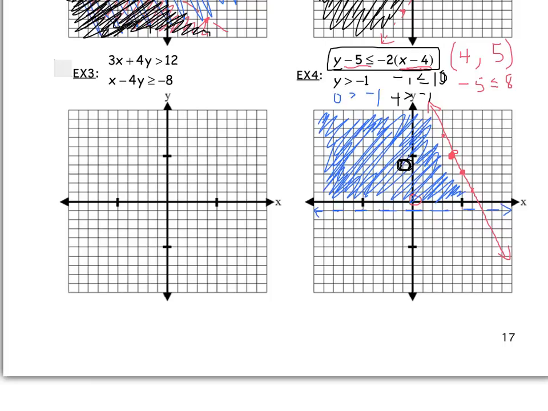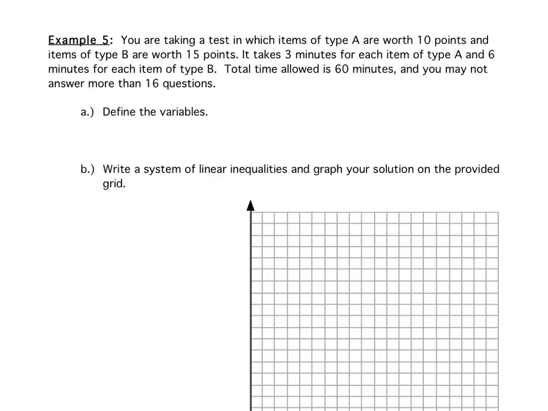Alright, let's go ahead to page 2. Alright, in the word problem, the goal here is to figure out the number of type A questions and the number of type B questions that we could answer with our given constraints. And the given constraints mean you're allowed 60 minutes and you cannot answer more than 16 questions. Okay, so our goal is to figure out how many type A and how many type B we can answer.